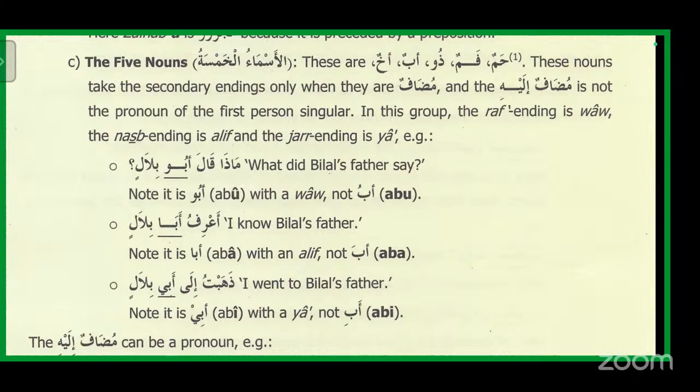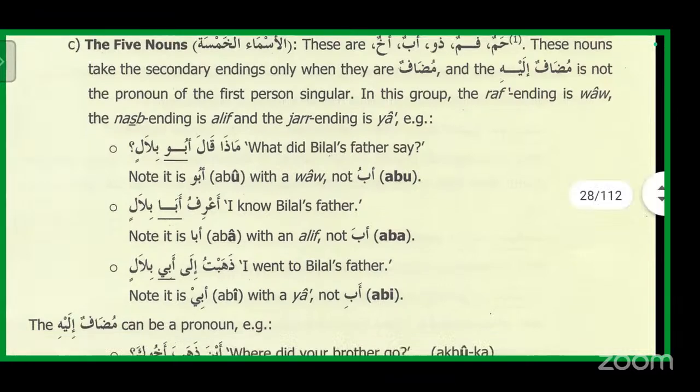Example, Maza Kala Abu Bilalin. What did Bilal's father say? Maza Kala Abu Bilalin. Note it is Abu with a waw. Arifu Aba Bilalin. I know Bilal's father. Note it is Aba with an alif. ذهبت إلى أبي بلال. I went to Bilal's father. It is Abi with a ya.